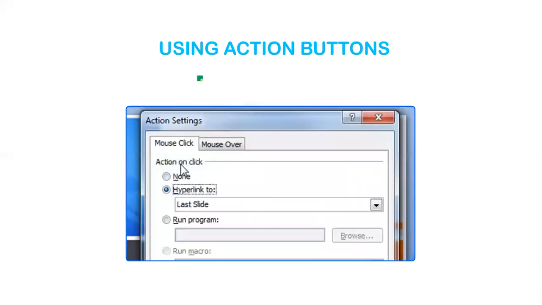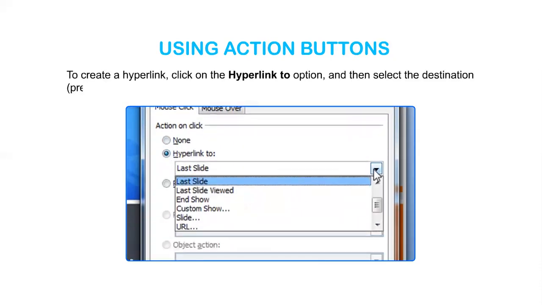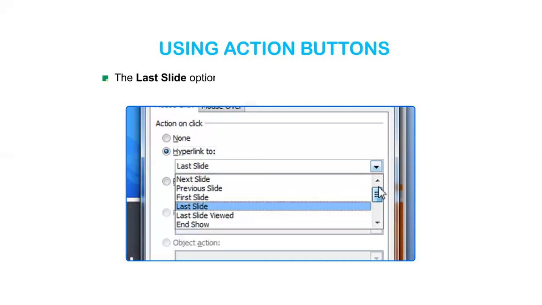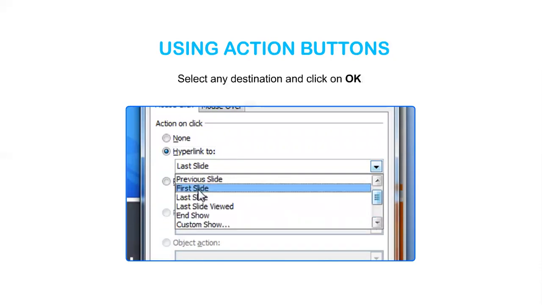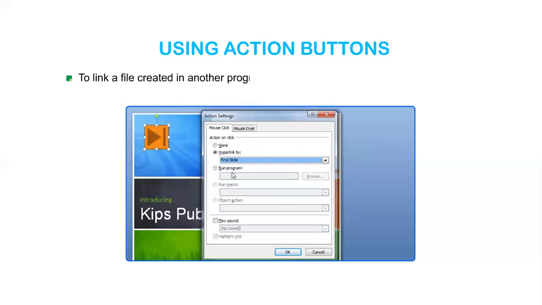Select the Mouse Click tab. To create the hyperlink, click on the Hyperlink to option and then select the destination, previous slide, next slide, etc. from the drop-down list. The last slide option will be displayed automatically in the text box. Select any destination and click on OK. To link a file created in another program in Hyperlink to list, click Other File option.